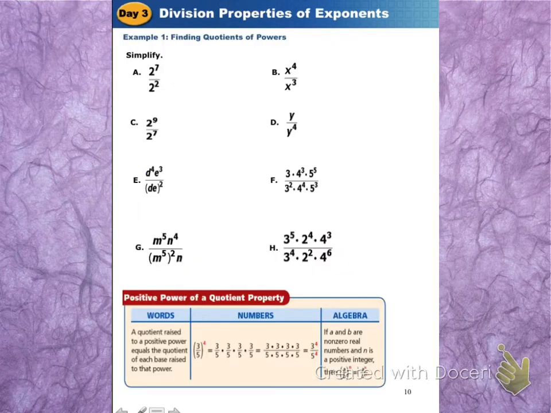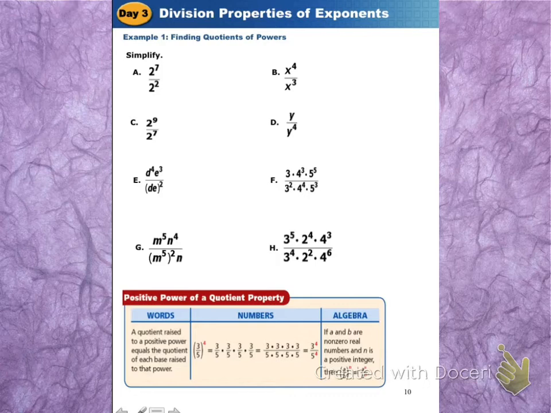Okay, so let's flip the page. You should be on page 10 now of your guided note packet. We're going to see if we can apply this quotient of powers property. We're going to try a few together, and I'll have you pause the video and try some on your own. So we'll look at example A first.